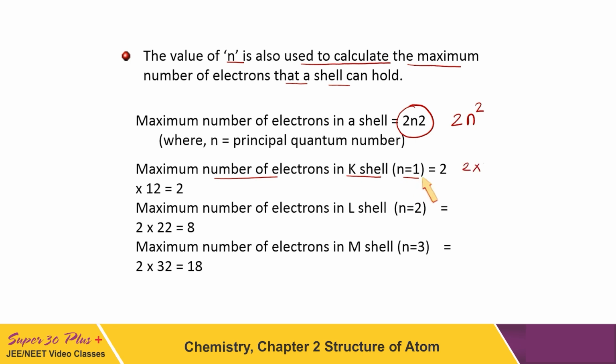It is 2 into 1 square, which is equal to 2. Now how many maximum electrons can you accommodate in the L shell? It is 2 into 2 square, which is 8. How many maximum electrons can we accommodate in the M shell? Third shell. It is 2 into 3 square, that is 18. So these are the maximum number of electrons you can accommodate in the given respective shells.